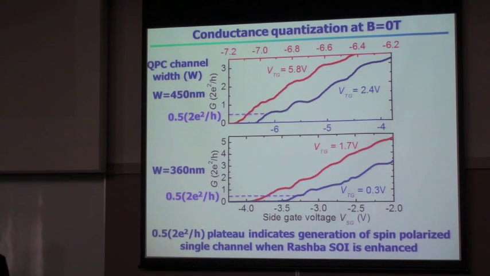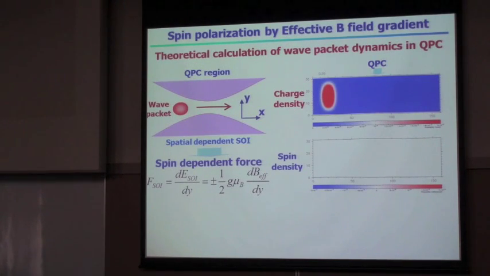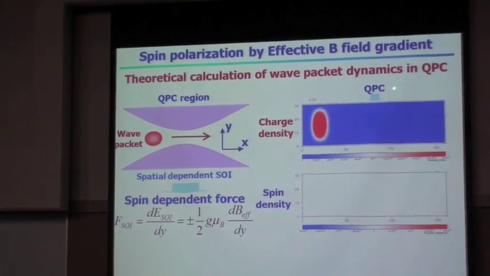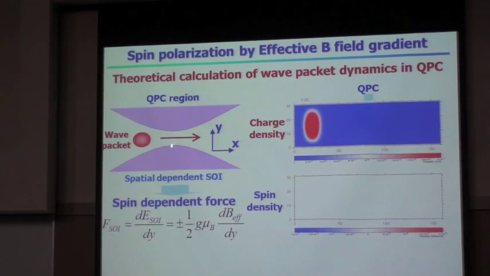And in order to explore this 0.5 structure and to catch the characteristic feature of the spin orbit interaction, we first calculate the wave packet dynamics in this structure. So this is our model. We prepare such a quantum point contact structure, and we inject the wave packet into the narrowest constriction. And around this region, we take into account the spin-dependent force induced by the effective magnetic field gradient. This is the charge density, and this is the spin density. And this arrow position corresponds to the narrowest constriction of the QPC structure.